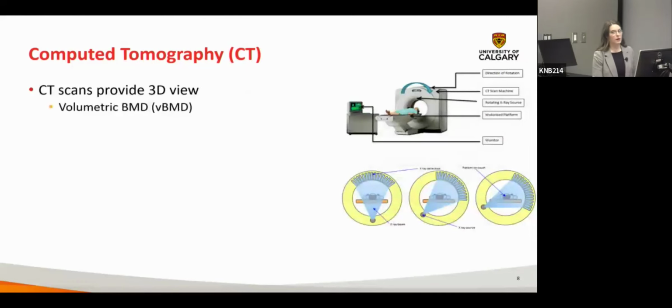So this gives a little more background on CT and how it works. As I've already mentioned, CT is going to give you a 3D view, so it's a volumetric bone mineral density. How the CT scan works is you have your X-ray source and then your X-ray detectors on the other side. As the person is fed into the gantry, the X-ray source and detector are spinning around, so you get these images from various different angles. It's like a helical scan as they're fed through. And then someone who's way smarter than me was able to create algorithms that transform these images into a 3D rendering.